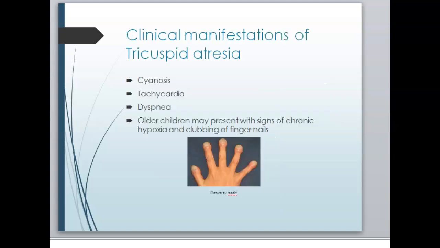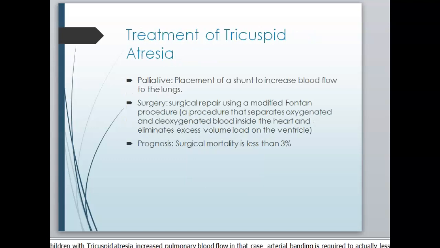Clinical manifestations of tricuspid atresia: cyanosis, tachycardia, dyspnea. And in older children, you may see signs of chronic hypoxia and clubbing of the fingers and nails. Treatment of tricuspid atresia is palliative, placement of a shunt to increase blood flow to the lungs.